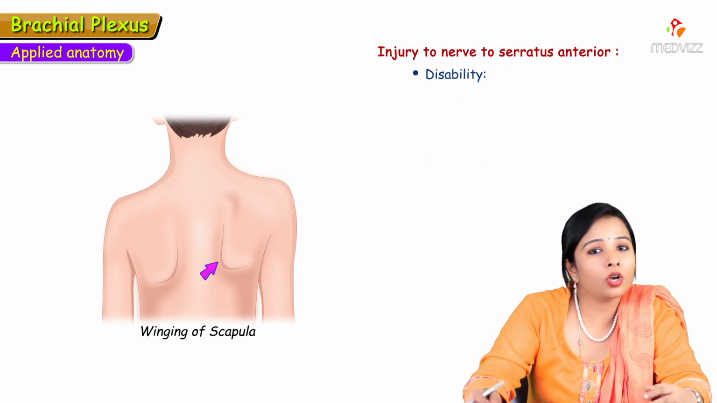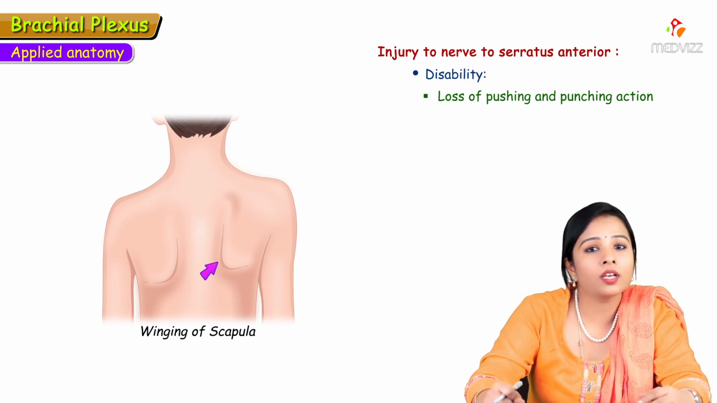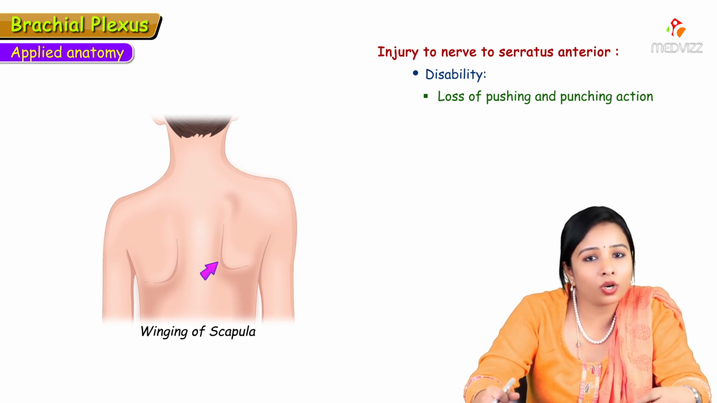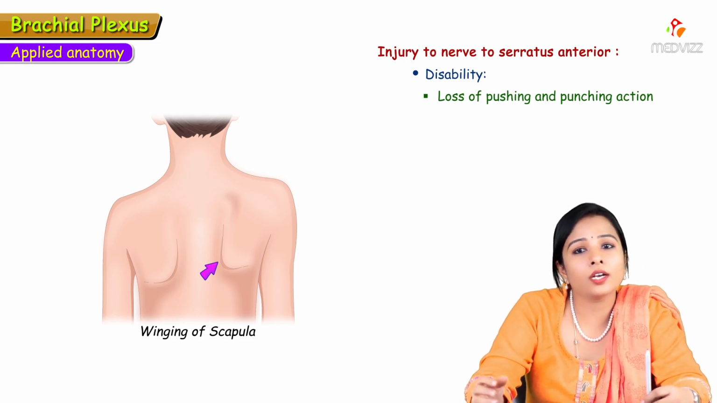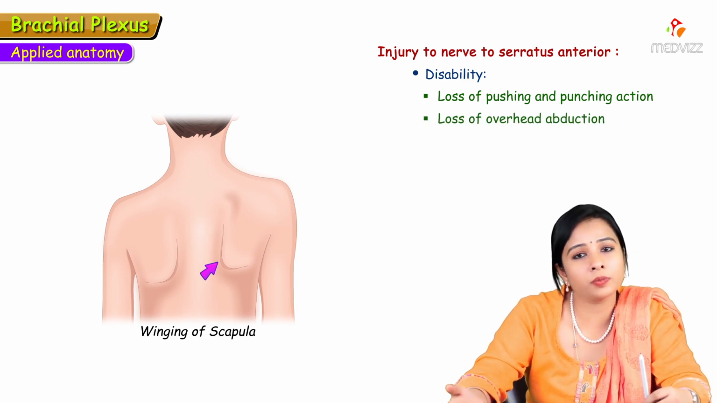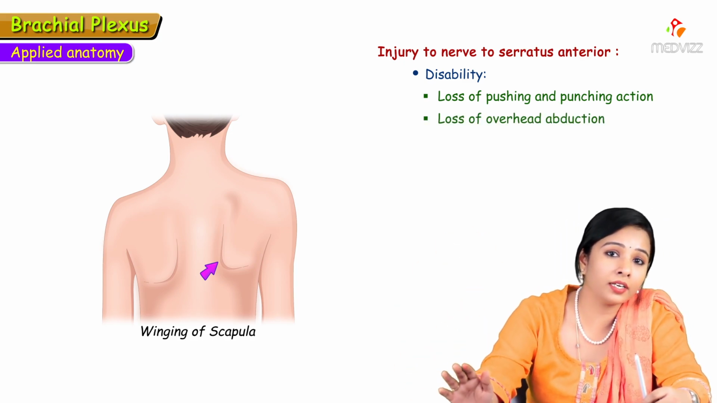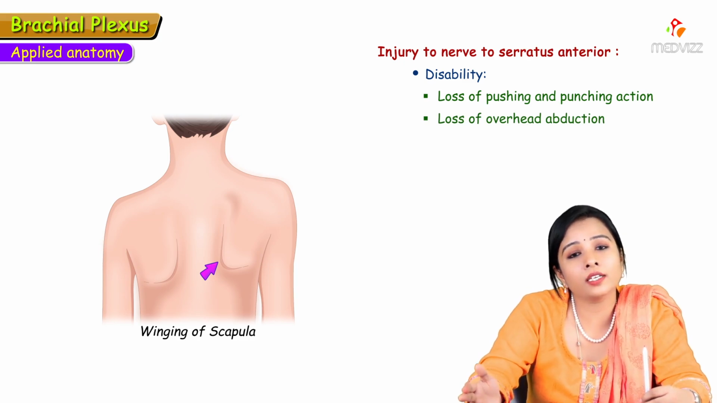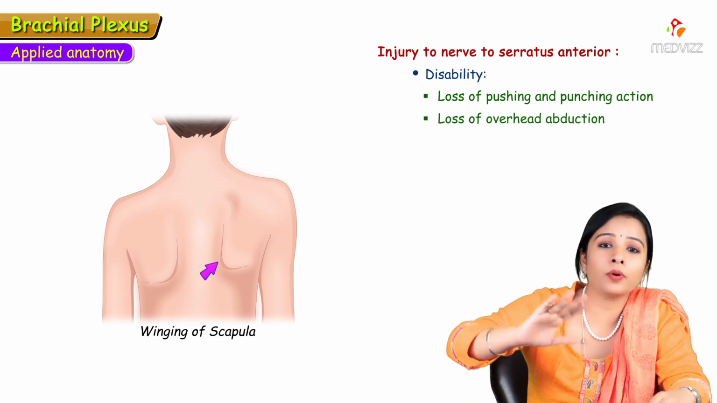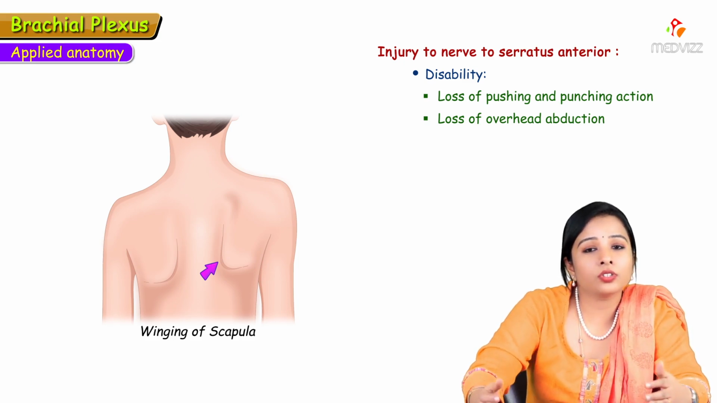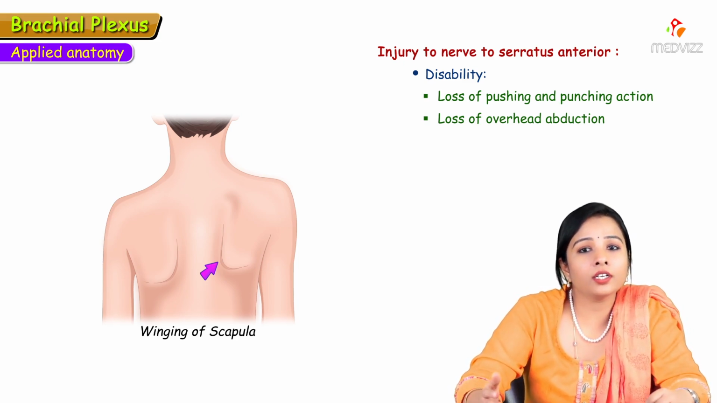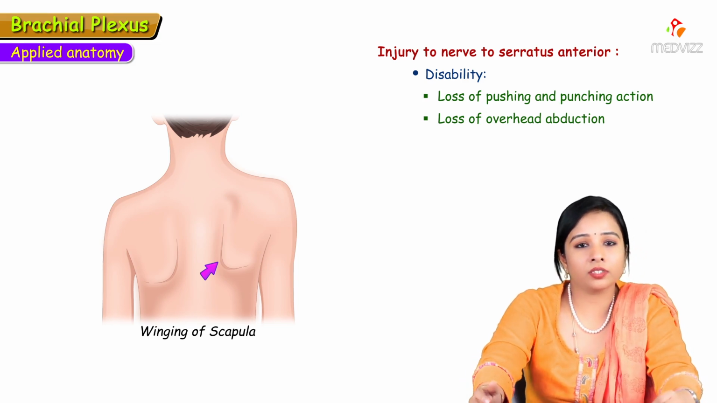The disability is loss of pushing and punching movements. Serratus anterior is a boxer's muscle, so pushing and punching movements are lost. There is also loss of overhead abduction. The person won't be able to abduct above 90 degrees, because serratus anterior rotates the scapula along with the head of the humerus in scapulohumeral rhythm. That is also affected, leading to loss of overhead abduction.